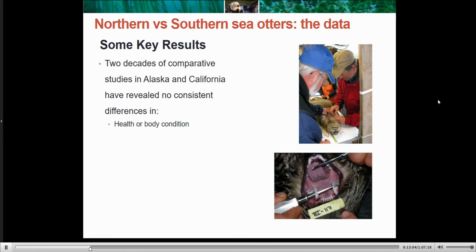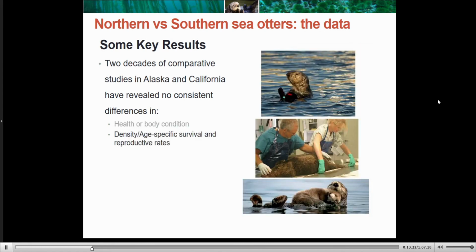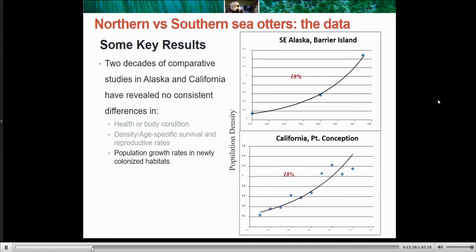And in fact, despite the general idea that northern sea otters are bigger than southern sea otters, in low density populations in California, for instance, San Nicolas, we actually found otters that were bigger and in better condition than a lot of the otters in Alaska. So much of that northern-southern difference was much less than we thought at the outset. Density-dependent and age-dependent survival rates, as mentioned, were identical across populations. And even when we looked at small spatial scales in California, in Alaska, in different places, we saw that the rates of recovery in these areas were also identical.